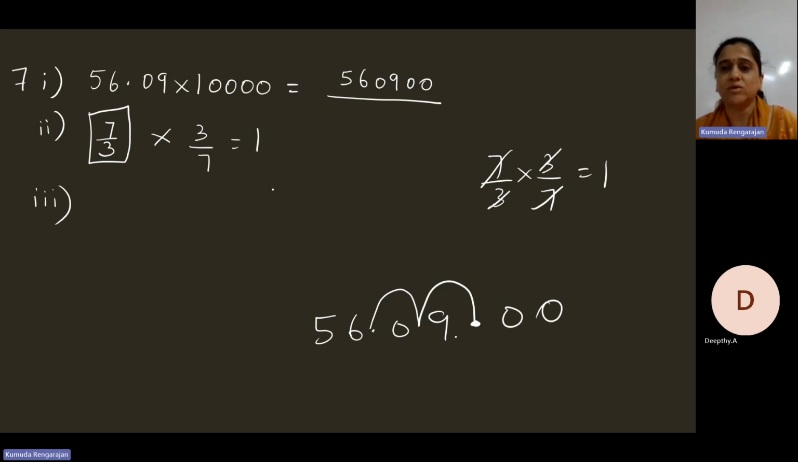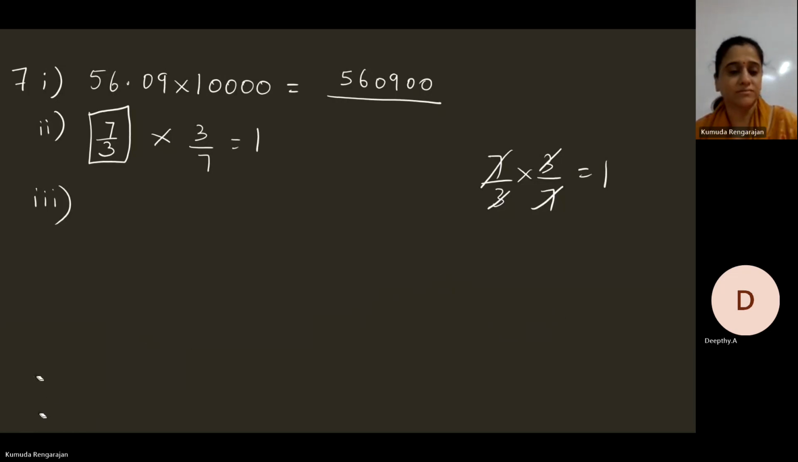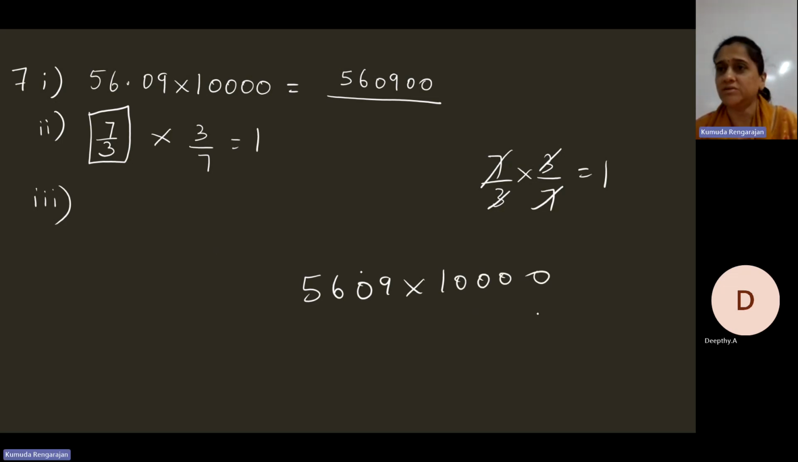So if it becomes a division, you should go the opposite way. See, if that's difficult for you, you can also do it like this. 5609 into 10,000. Multiply without the decimal point.